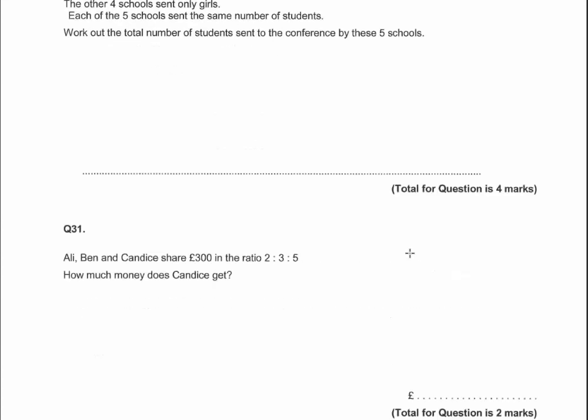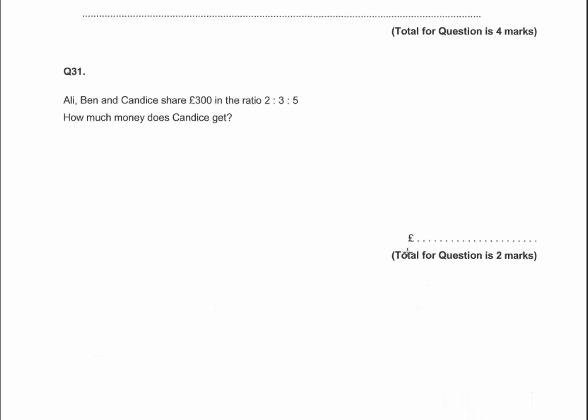Question 30 should be fine. Question 31 should be fine. You're splitting 300 into 2 plus 3 plus 5, 10 equal pieces, and then giving 2 to Ali, 3 to Ben, and 5 to Candice.